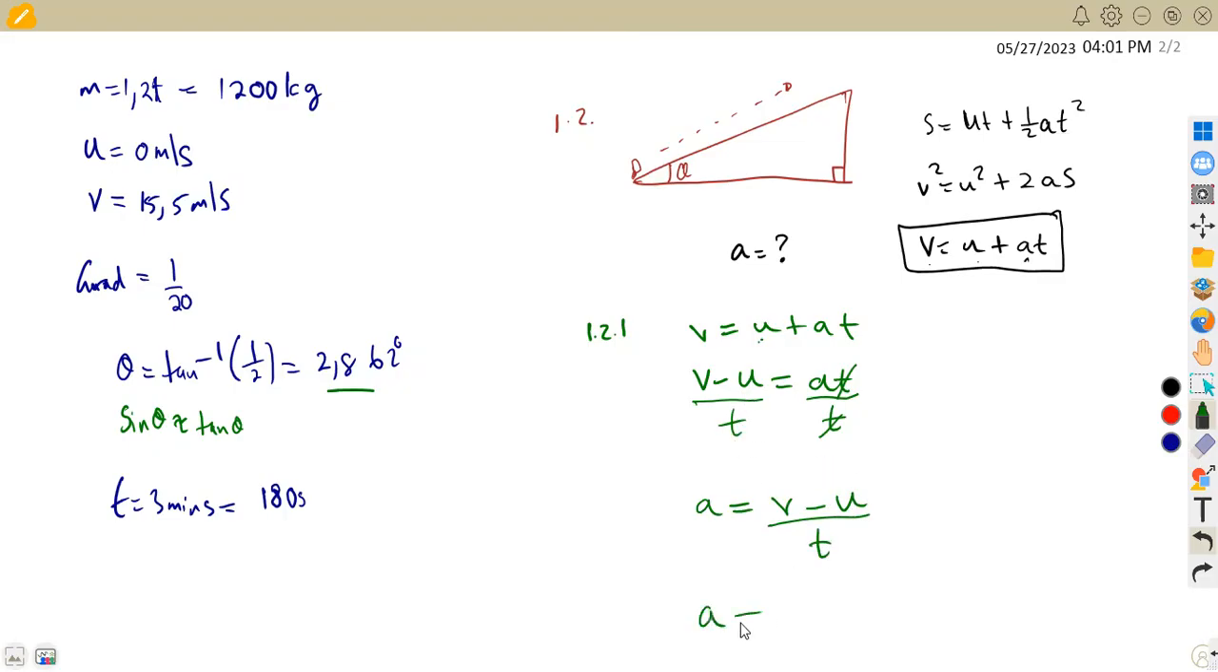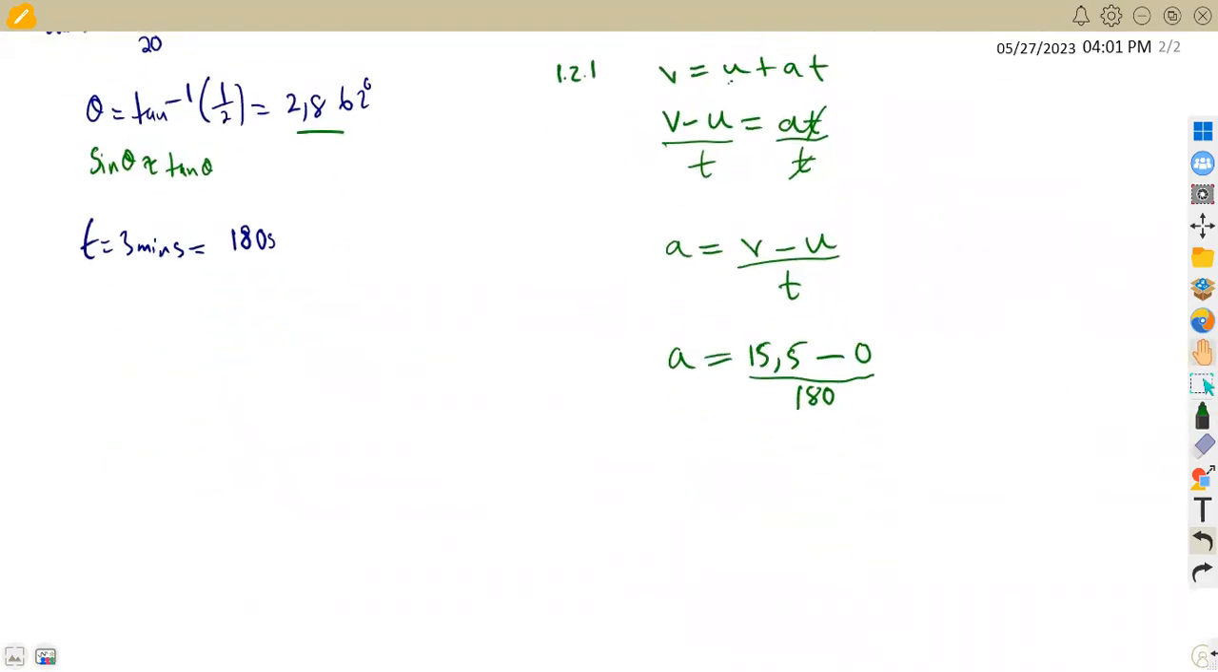So we can substitute our values there. That is V, the final velocity of 15,5, minus the initial velocity, that's 0, over the time that was taken in seconds. So our time is 180 seconds. So this is going to give us the acceleration of the BMW in this case.